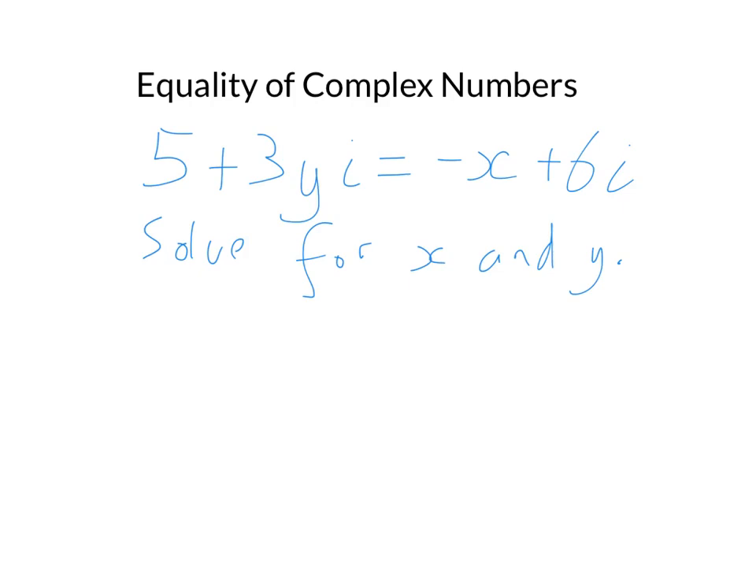Now, what this whole topic is basically about, and the easiest way to solve the question, is by just realizing that if this complex number is equal to this complex number, then the real part of the complex number on the left hand side has to be equal to the real part on the right hand side. So the real part on the left hand side is 5. The real part on the right hand side is minus x. The imaginary part on the left hand side has to be equal to the imaginary part on the right hand side. So 3y has to be equal to 6.